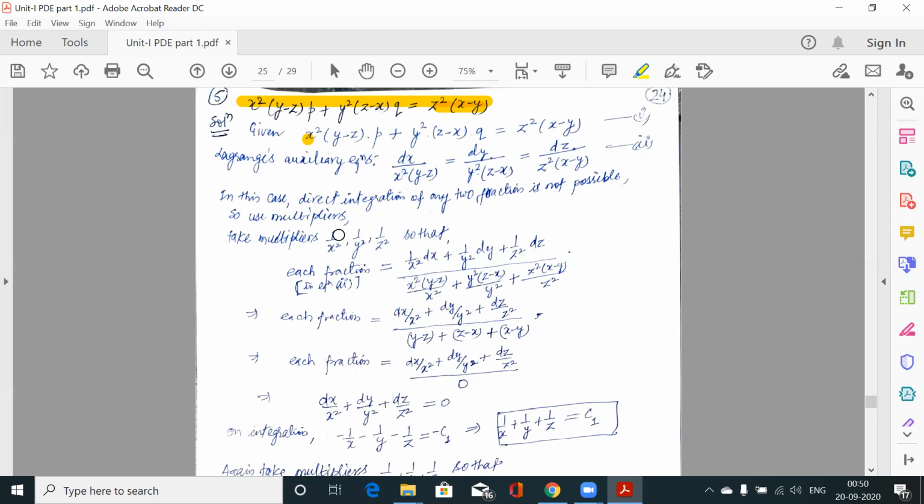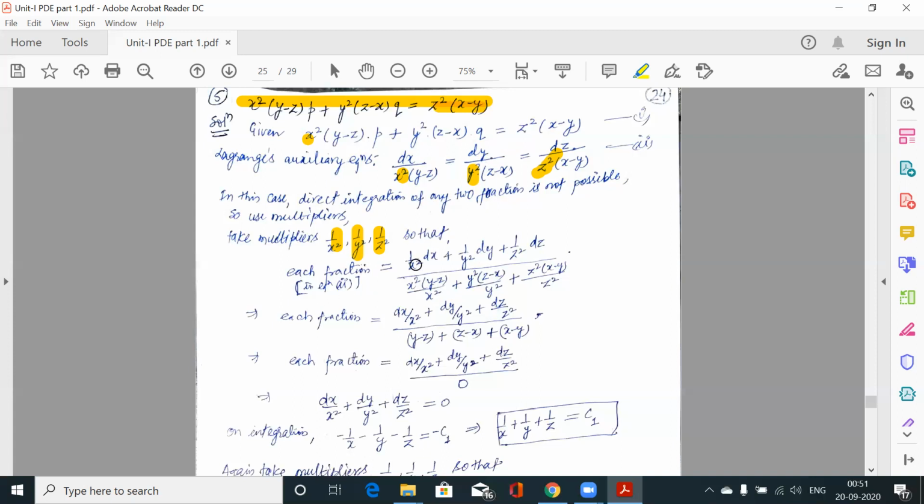So in this case, I have used the multipliers 1 over x², 1 over y², 1 over z². We can observe from here that if we multiply by 1 over x², this x² would be cancelled. We multiply here by 1 over y², then y² will be cancelled. Again 1 over z², so z² would be cancelled out. So what will remain in the denominators? y minus z, z minus x, and x minus y. And if we add these three terms, everything will be cancelled: minus z plus z, minus x plus x, y minus y.